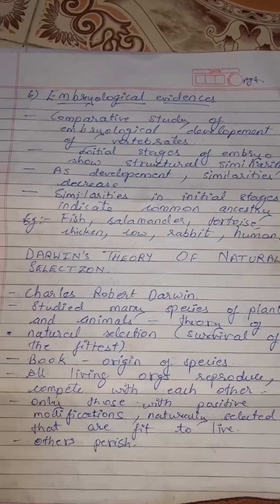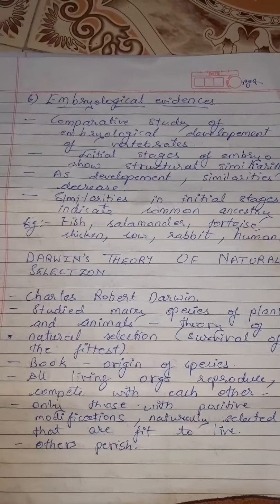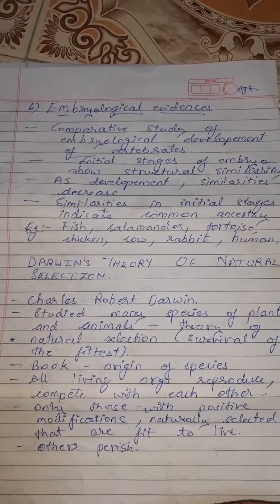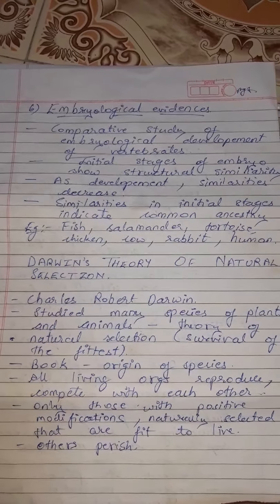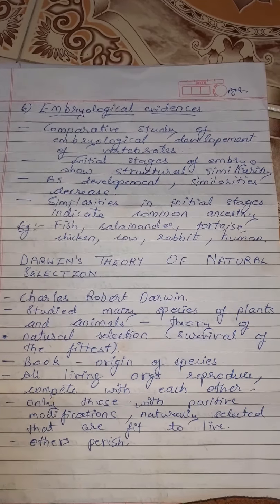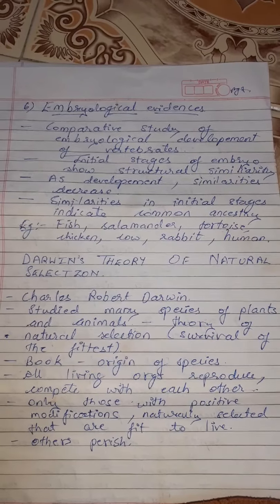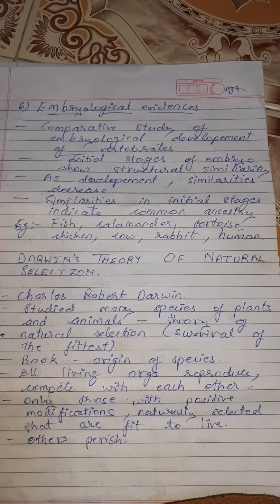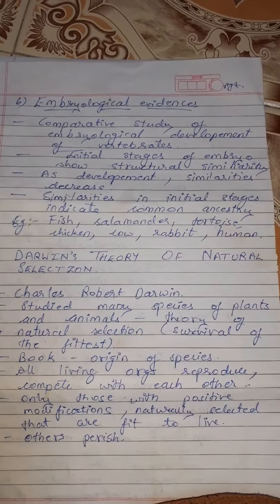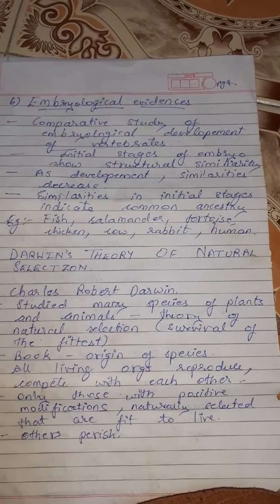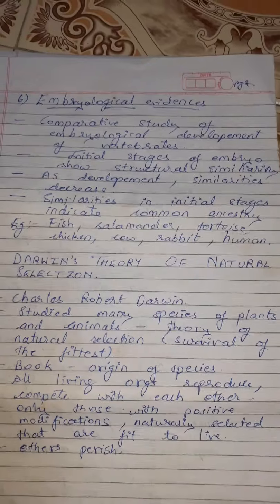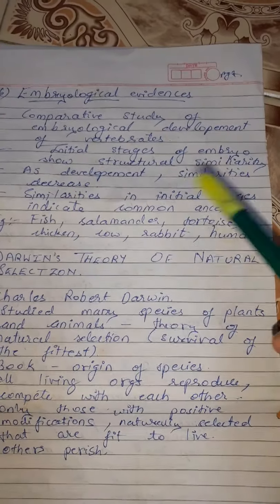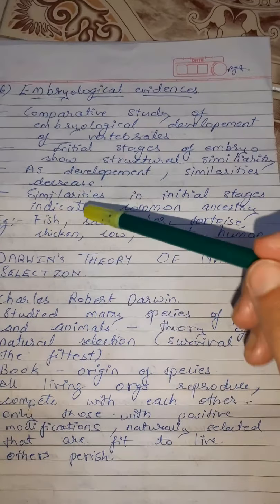So embryological evidence means, if you all remember, the developmental stages. First is fertilization. After fertilization, the zygote is formed, and then the embryo and the young one. So the embryos of certain animals appear the same in their structure initially. Later on, when they develop, they show some different structures. This is what I have written here. I will read it again.